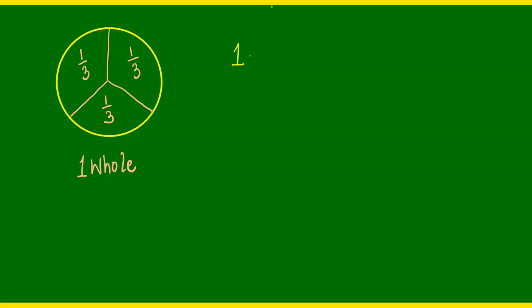We write it like this: 1 divided by 1/3, which means we are asking how many thirds are there in one whole. The answer is in front of us pictorially. So we know the answer, it is 3. There are 3/3 in one.